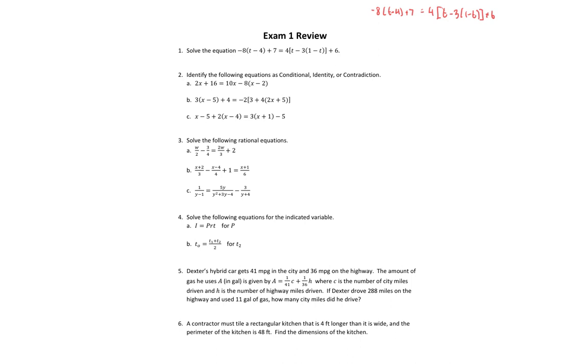First, I'm going to distribute this minus 3 into this inner parentheses. You should note that when we distribute it, both the 3 and the minus sign out front get distributed. So it's minus 3 times 1, which is negative 3, and minus 3 times negative t, which becomes plus 3t. And then we have plus 6 equals minus 8 times (t minus 4) plus 7.